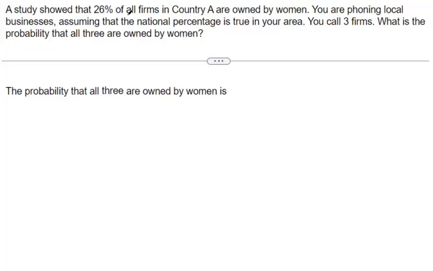Okay, so 26% of all firms are owned by women. You're phoning a local business, assuming the national percentage is true in your area. If you're phoning local businesses, they don't come out and say this, but let's assume that they're all random. Then here's business one, business two, business three.